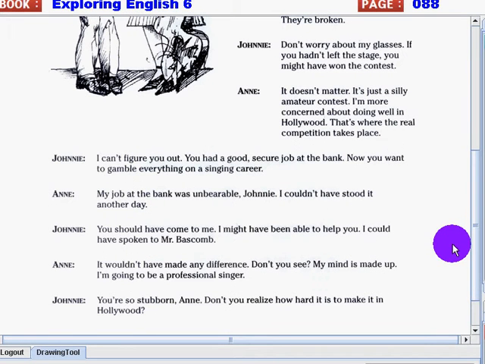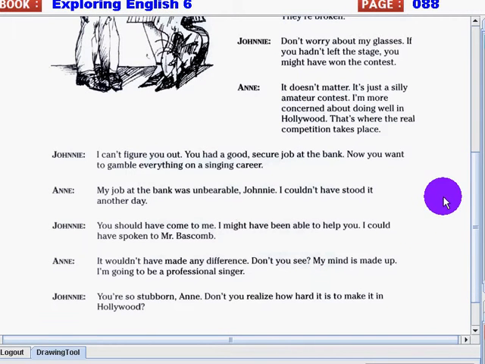It doesn't matter. It's just a silly amateur contest. I'm more concerned about doing well in Hollywood. That's where the real competition takes place. I can't figure you out. You had a good, secure job at the bank. Now you want to gamble everything on a singing career. My job at the bank was unbearable, Johnny. I couldn't have stood it another day. You should have come to me. I might have been able to help you. I could have spoken to Mr. Bascom. It wouldn't have made any difference. Don't you see? My mind is made up. I'm going to be a professional singer. You're so stubborn, Anne. Don't you realize how hard it is to make it in Hollywood?